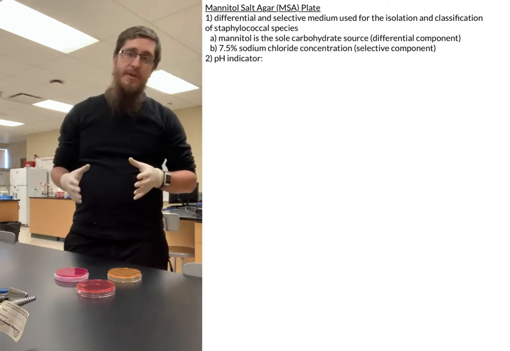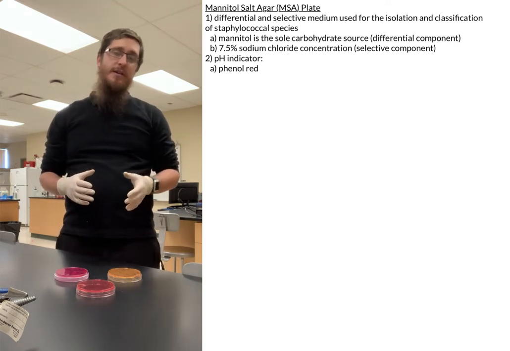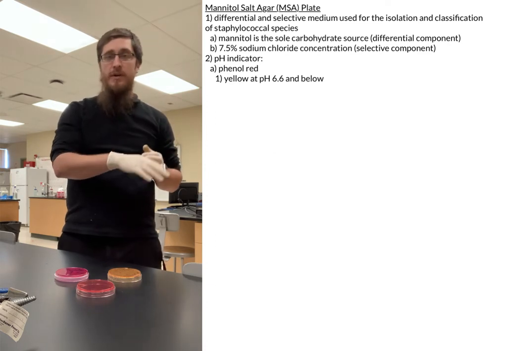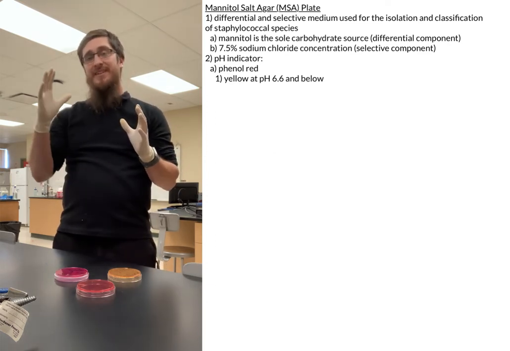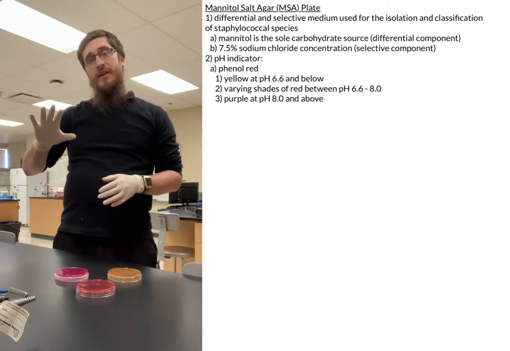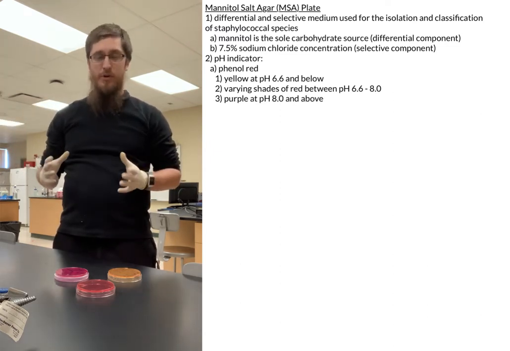It also has the pH indicator phenol red in it, which will be yellow at around pH 6.6 and below. Between pH 6.6 and 8, it will have varying shades of red, and then around pH 8 and above, it's going to be more of a purple color.